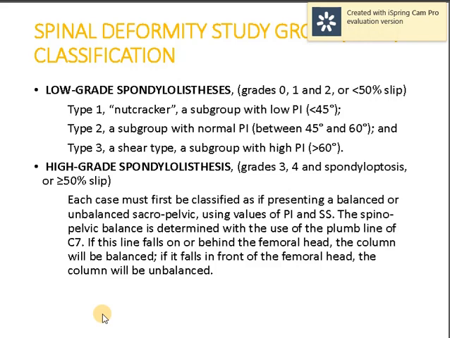So the spinal deformity study group also classified low grade spondylolisthesis, that is grade 0, 1 and 2, or less than 50% of slippage. Type 1 is known as the nutcracker, a subgroup with low prevalence of less than this angle, 45 degrees.